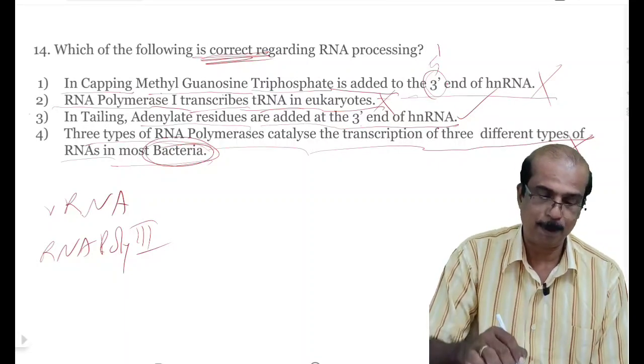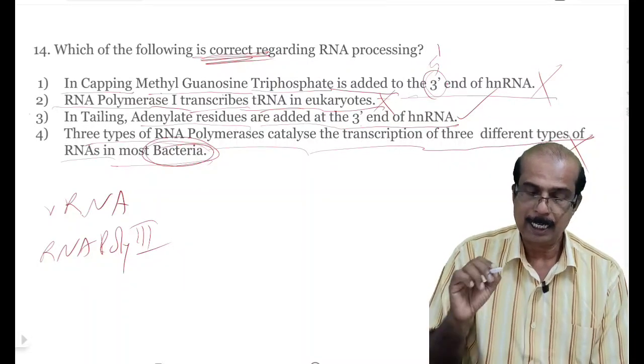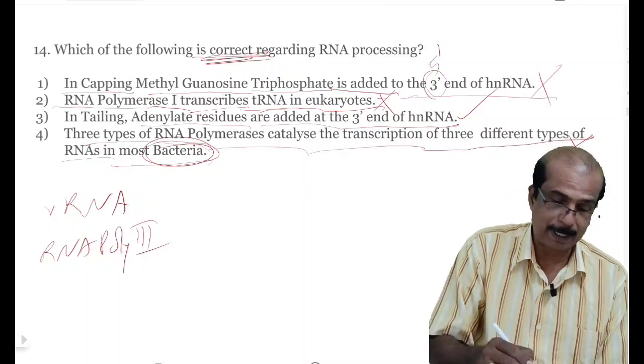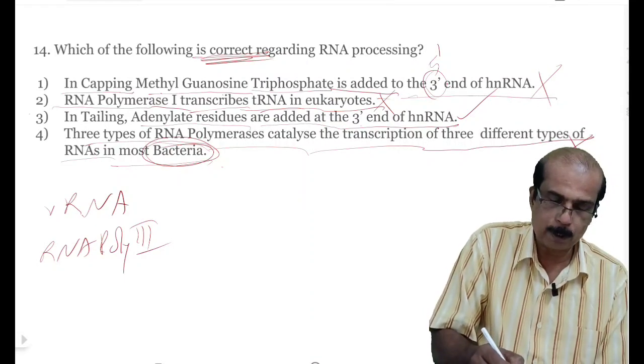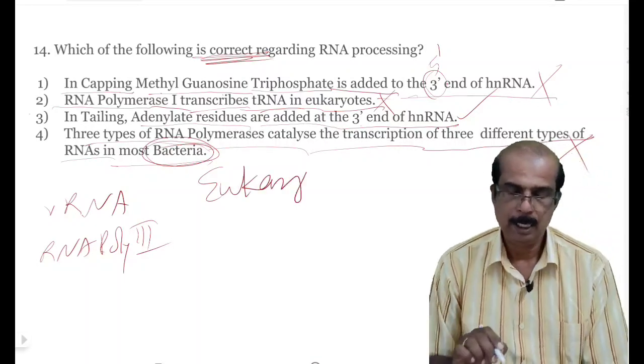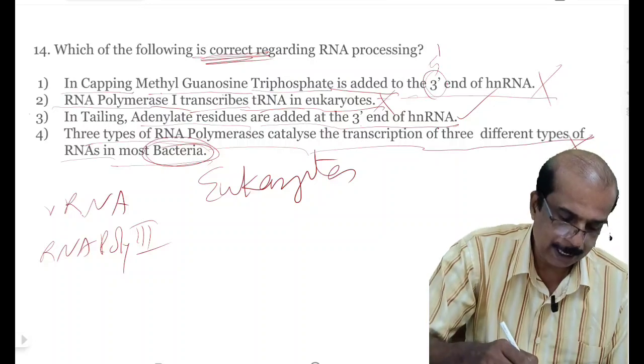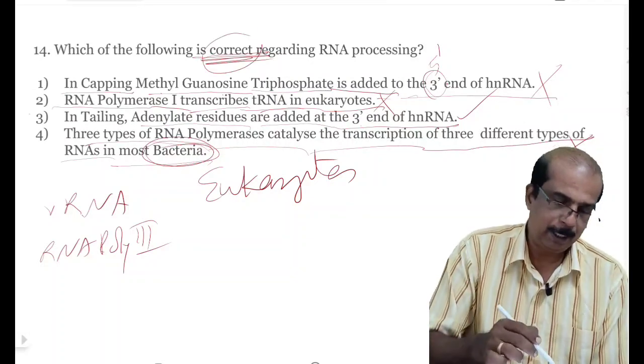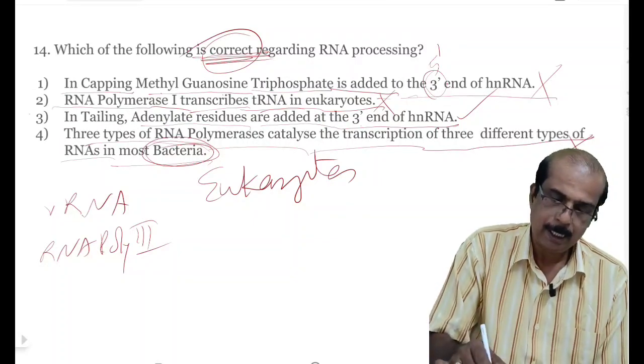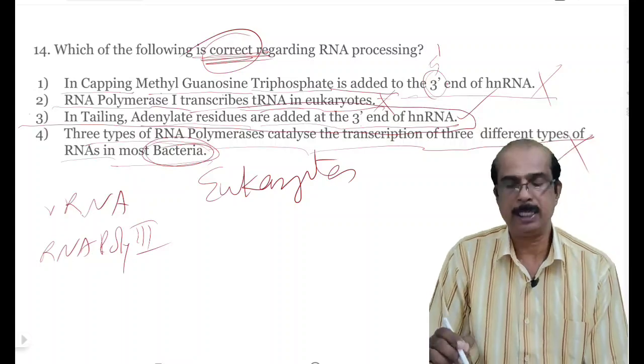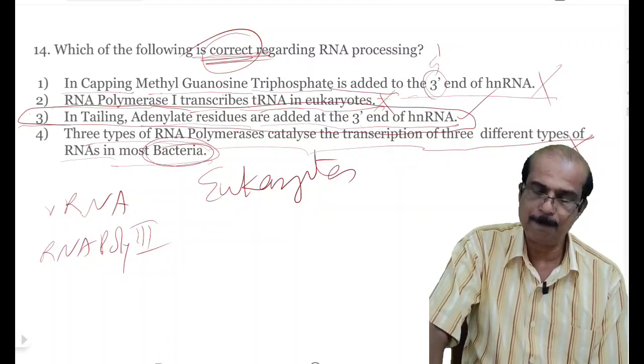3 types of RNA polymerase catalyzing the transcription of 3 different types of RNA is present in eukaryotes. The statement is wrong one. You have to select the correct statement. Our correct statement in this question is option 3. Our answer is option 3.